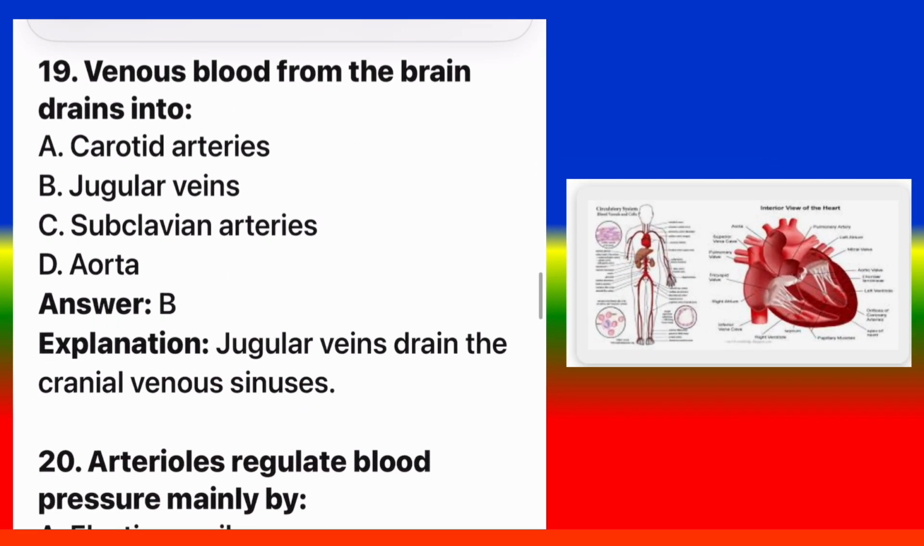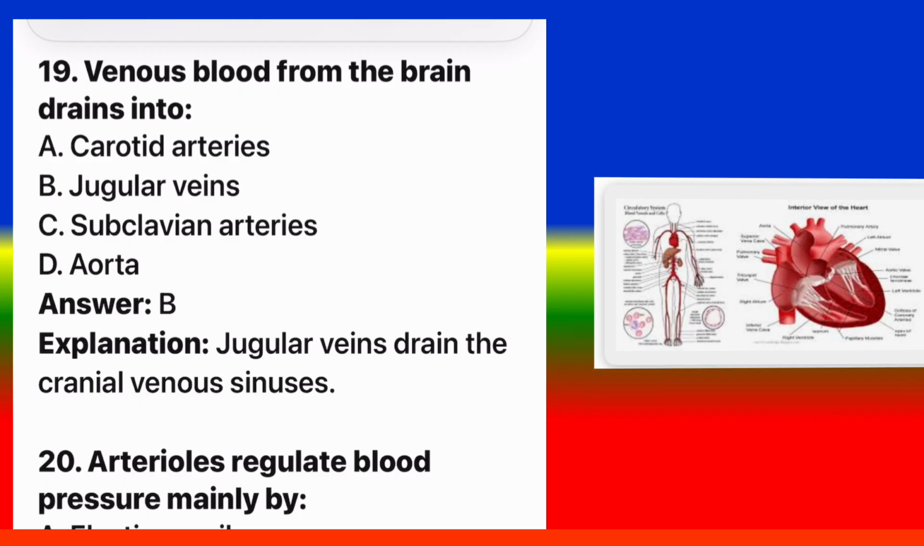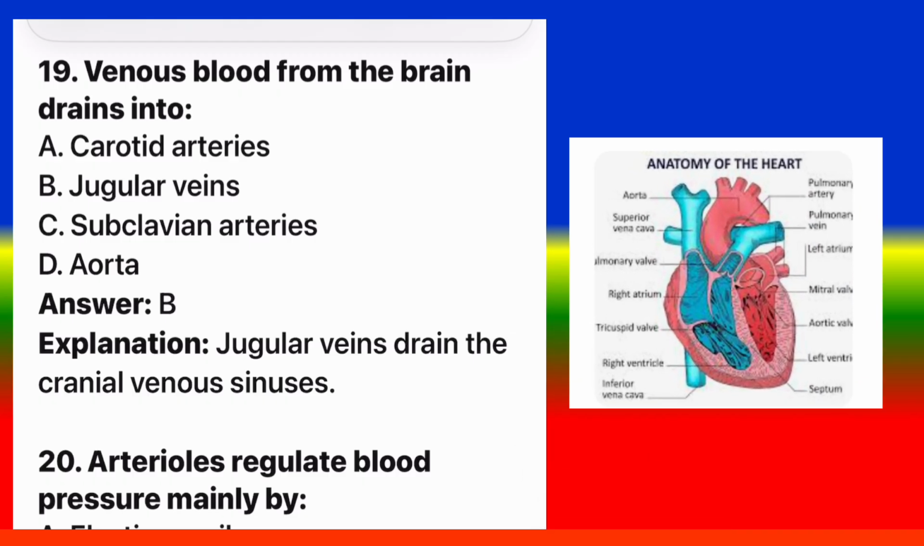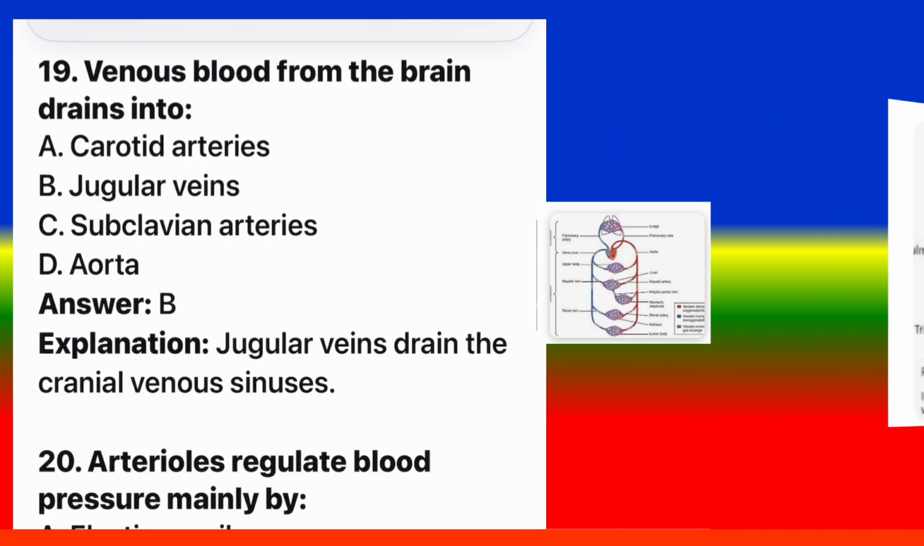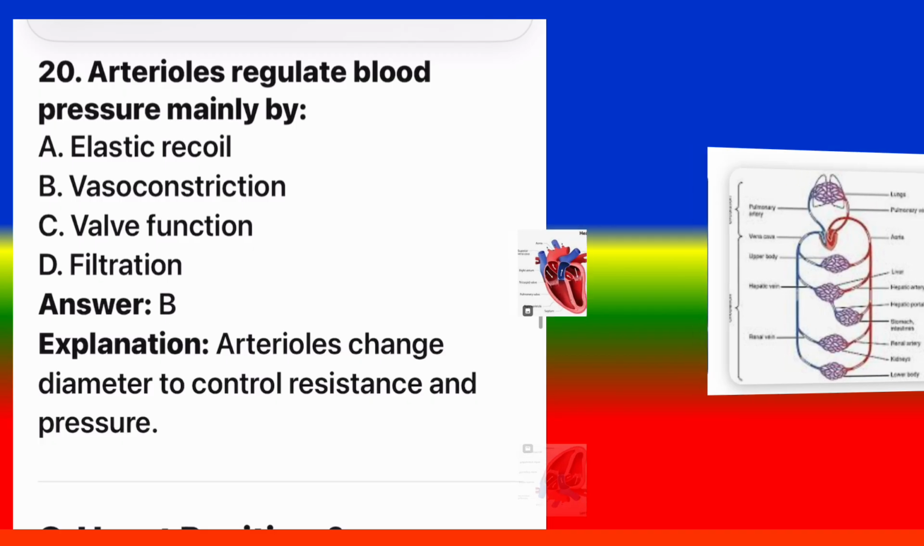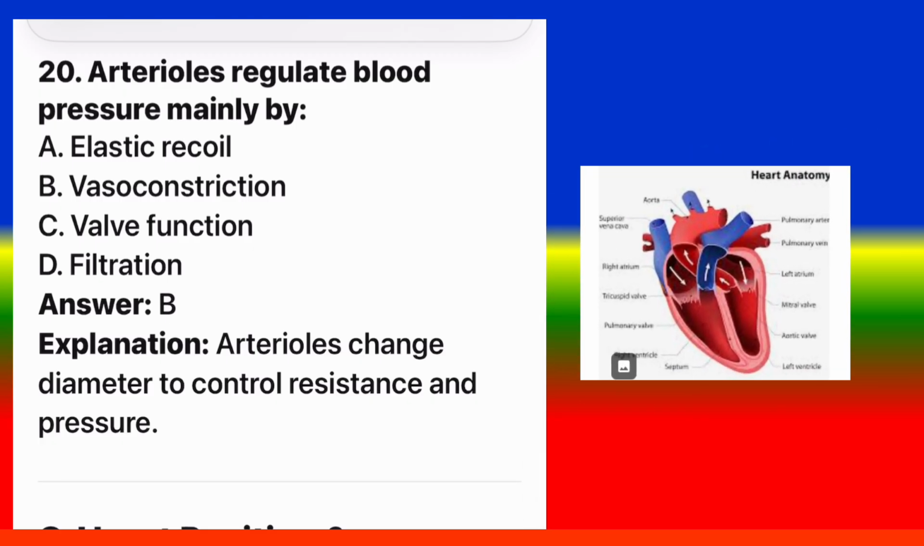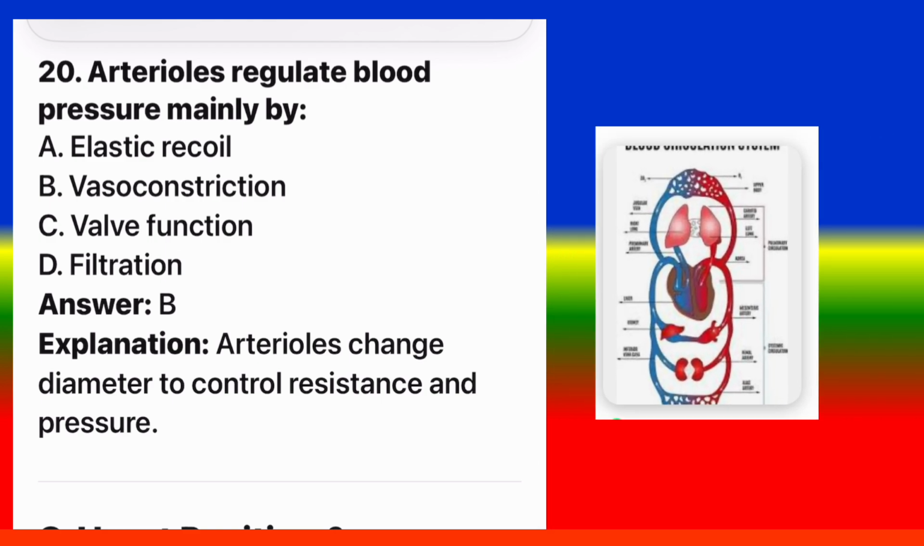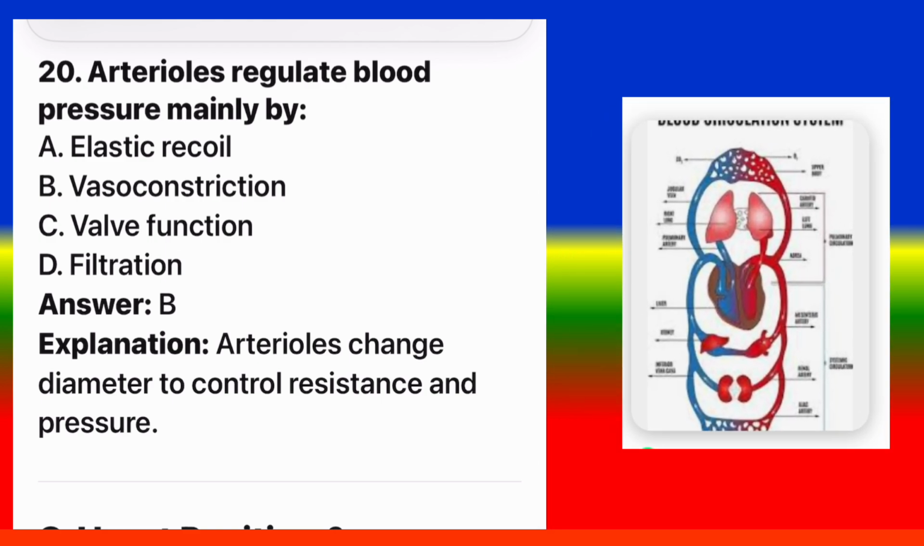19. Venous blood from the brain drains into A. Carotid arteries, B. Jugular veins, C. Subclavian arteries, D. Aorta. Answer B. Explanation: Jugular veins drain the cranial venous sinuses. 20. Arterioles regulate blood pressure mainly by A. Elastic recoil, B. Vasoconstriction, C. Valve function, D. Filtration. Answer B. Explanation: Arterioles change diameter to control resistance and pressure.